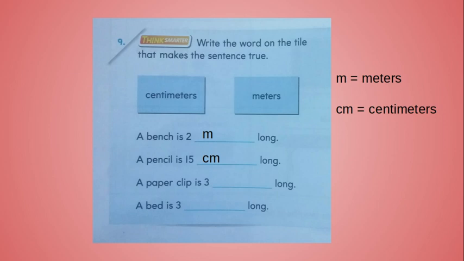A paperclip is 3 blank long. Again, a paperclip is a very short object. I know this one's going to be 3 centimeters. And our last one, a bed is 3 blank long. Well, if you're sleeping in a 3 centimeter bed, I don't know how in the world you're getting in it without crushing it. So our bed would have to be 3 meters long.